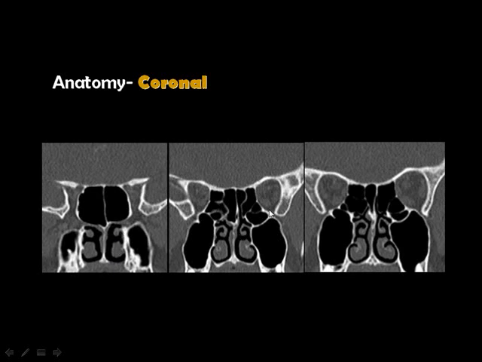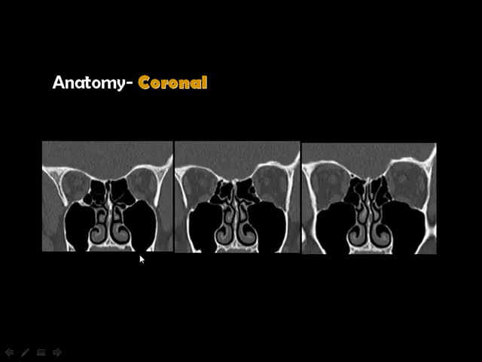Then you go anterior to the ethmoidal air cells and you see the maxillary sinus, inferior concha, middle concha, and this is the bony nasal septum and the hard palate. Then if you go more anterior, you can see the orbital cavity on both sides, the ethmoidal air cells, the maxillary sinus, the bony nasal septum, the nasal concha.